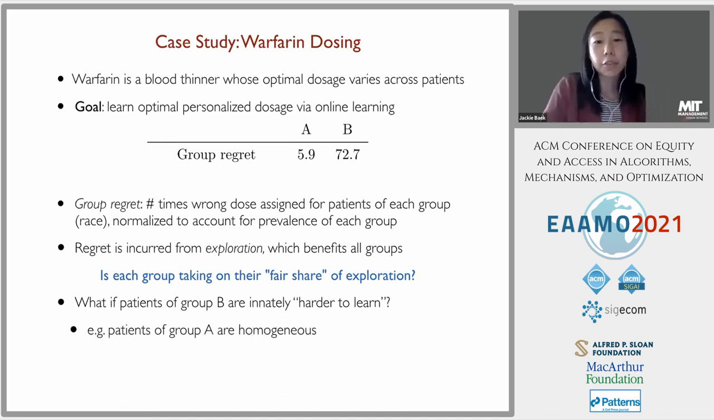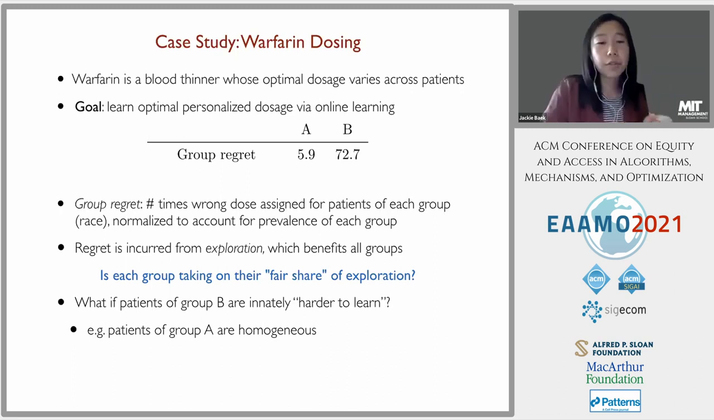Maybe patients of group A are completely homogeneous. They all have the same context. Then it's very easy to learn, we only have to learn one thing, the optimal dose for one type of patient. And since I didn't really tell you how the contexts were distributed between the groups, it's unclear whether this is a fair outcome or not.